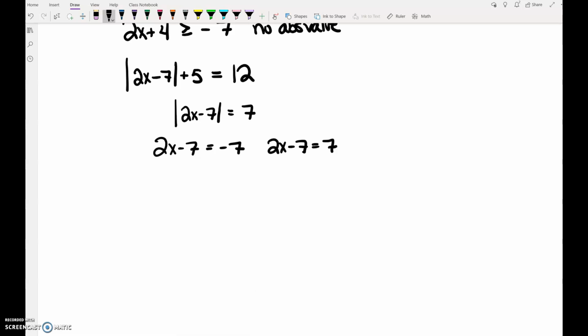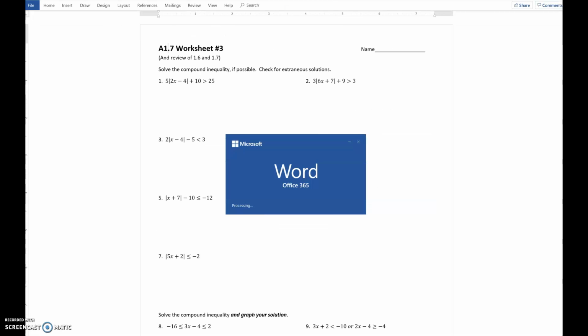Your assignment today is apparently a black screen. That's cool. 1.7 worksheet number 3. So go to the website, find today's date, click on that link. There are some paper copies in the basket by my desk. This worksheet is double-sided.